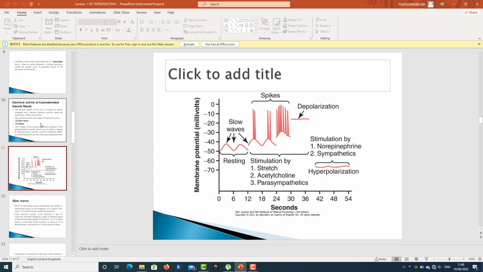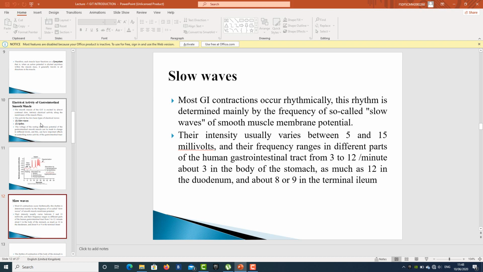See how the spikes are there, what is depolarization, what are the stimuli, like stretch, acetylcholine, parasympathetics, slow waves, resting membrane potential, which is around minus 50 millivolts. Slow waves.